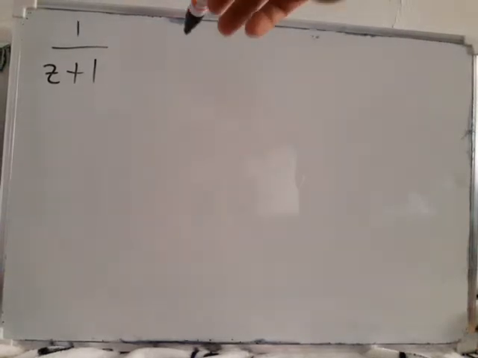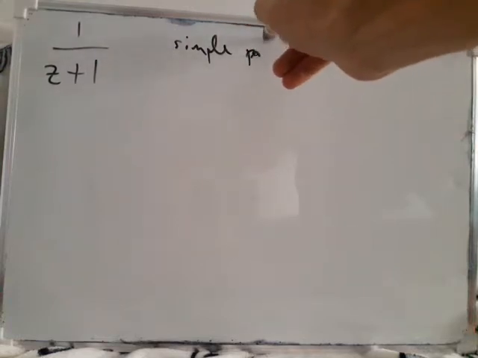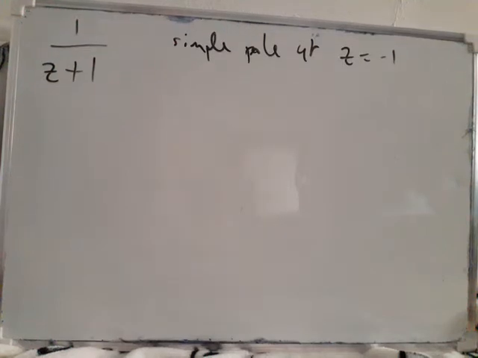Let's look at some examples of singularities. So the first one, 1 over z plus 1. Well, this is a simple pole. One way of thinking about it is that it actually is a Laurent series already with z naught equal to minus 1. So this has a simple pole at z equals minus 1.